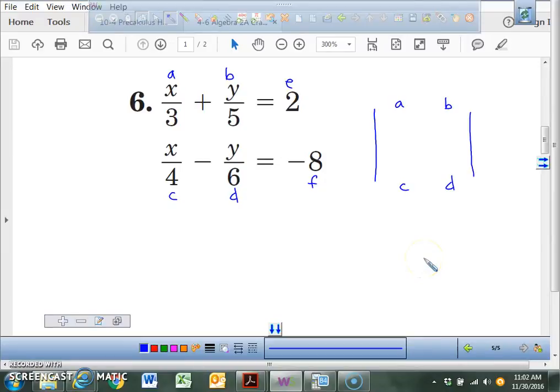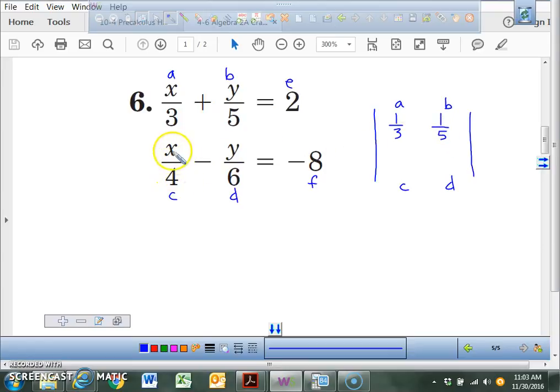Your page, number 6 is probably the trickiest. Okay? What we're going to do is build the determinant A, B, C, D based off of these coefficients. Now, a long time ago, I said that if you divide a number by 2, that's the same as multiplying it by a half. So if you divide a number by 3, that's the same as multiplying that number by a third. If you divide a number by 5, that's the same as multiplying it by a fifth.